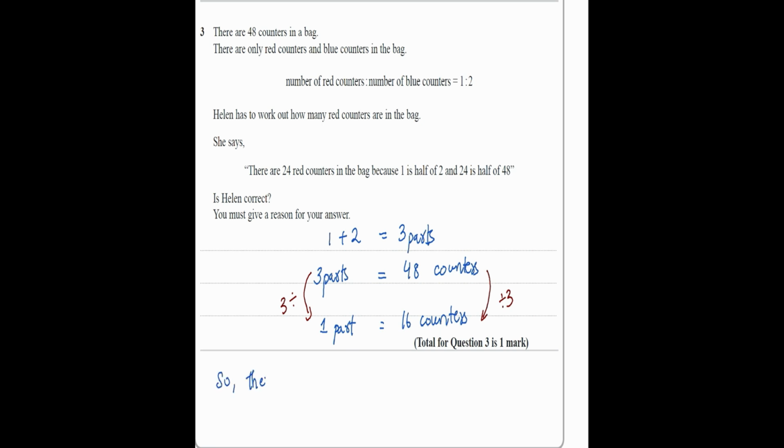So we can write, so there are 16 red counters.